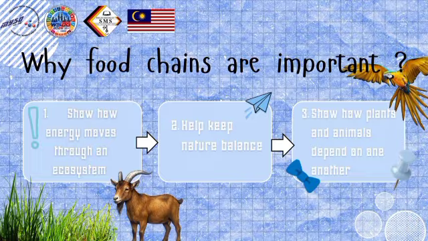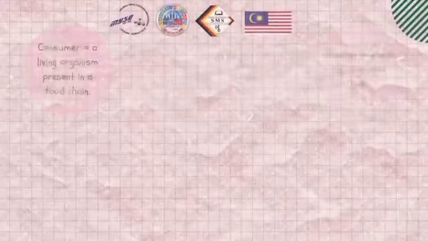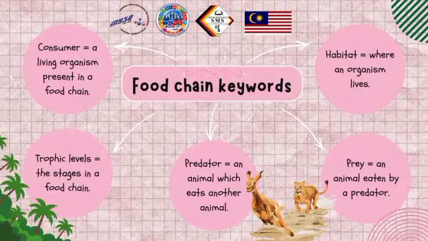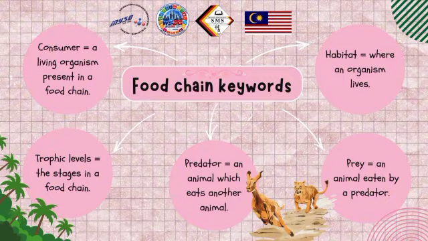Lastly, food chains show how plants and animals depend on one another. Plants need animals to spread seeds. Animals need plants for food and oxygen. And humans also depend on both to survive. So we are all connected. On the screen, we have 5 main keywords that we need to know.